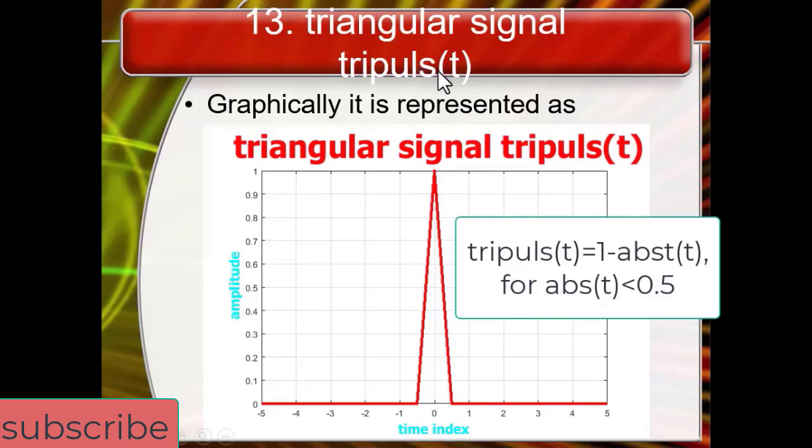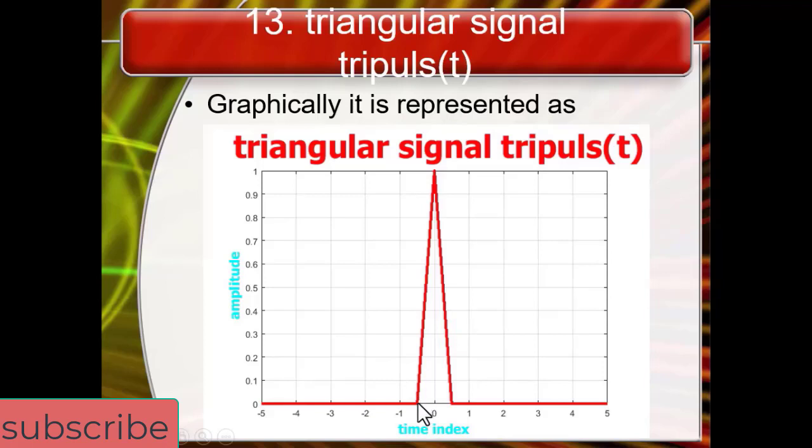And we can increase the width. The default value is between minus 0.5 and 0.5, but it's possible to increase the width of this tri of t between minus 1 and 1.